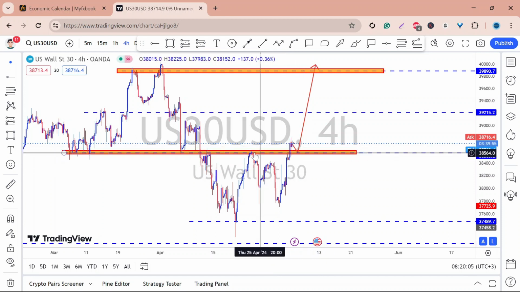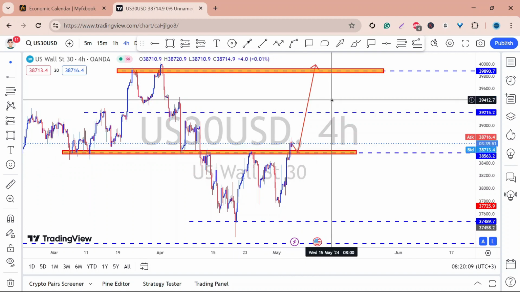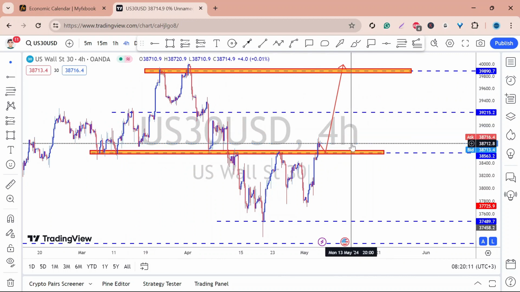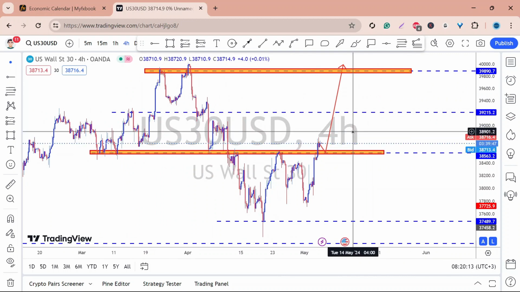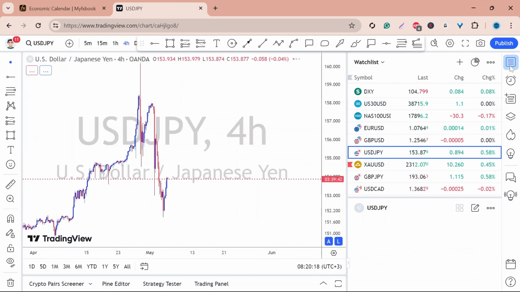So for US 30, we've already broken this zone. So a retest of this zone then should give you some nice entry for you to ride the US 30 going upside. So let us look at USD JPY.